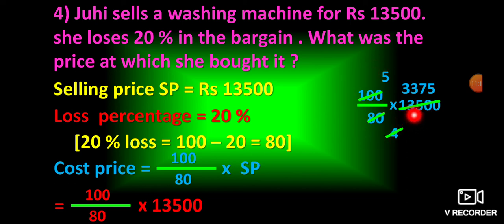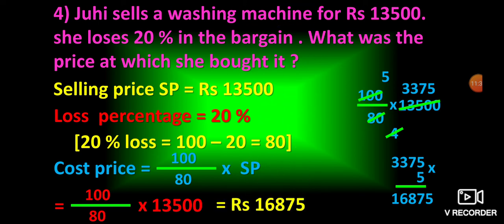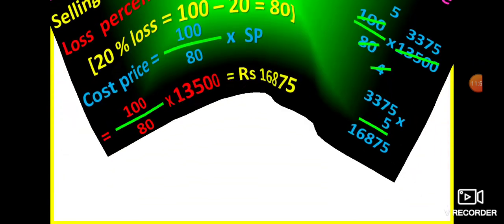Then when we divide 13,500 by 4, we will get 3,375. Then by multiplying these two numbers we will get 16,875. So cost price equal to 16,875. Here you can see the cost price is 16,875. Selling price is 13,500 because there will be loss percentage. Okay children, these are about our cost price and selling price and simple interest.